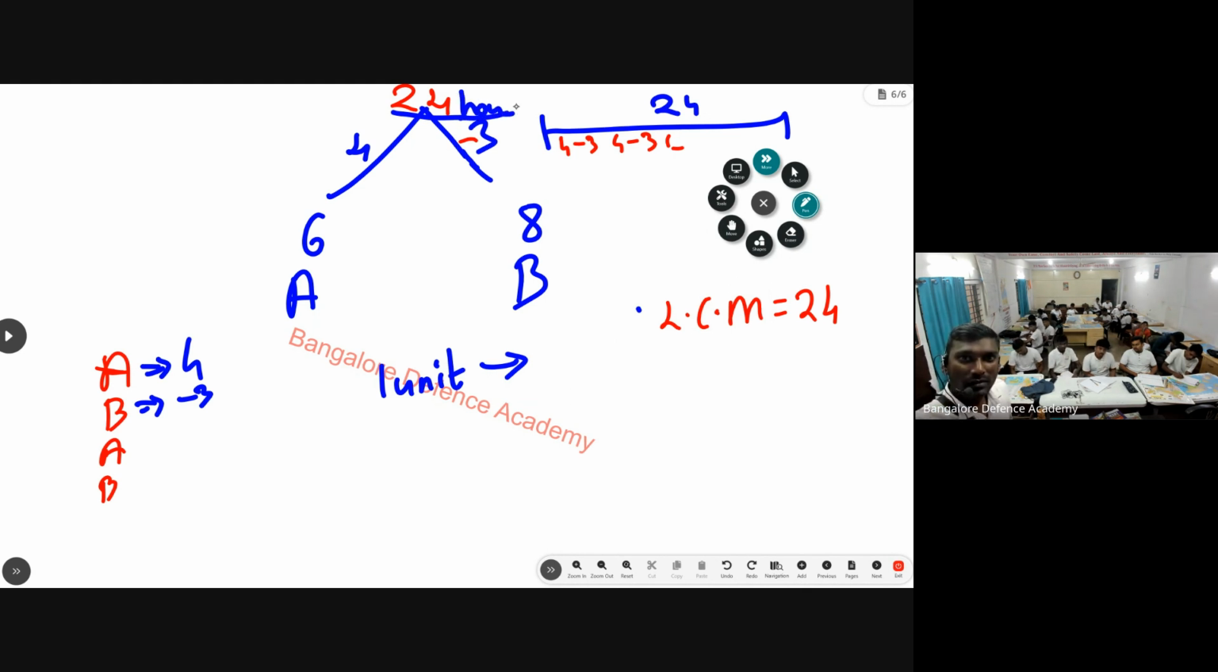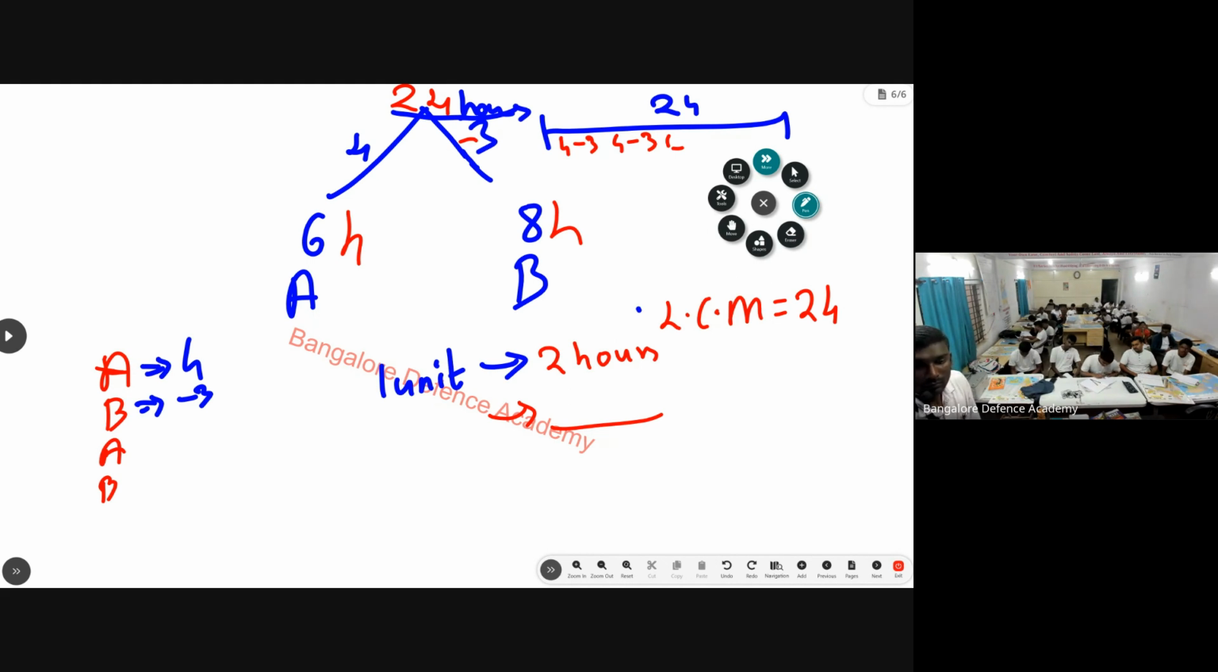Yeah, this is in 24 hours, correct? This is 6 hours, this is 8 hours. So one unit of work is done in 2 hours. Correct, right? So how much time is taken to complete the work? They have given 41.